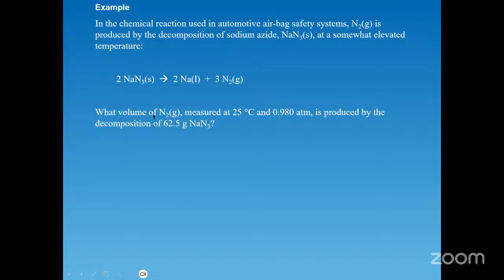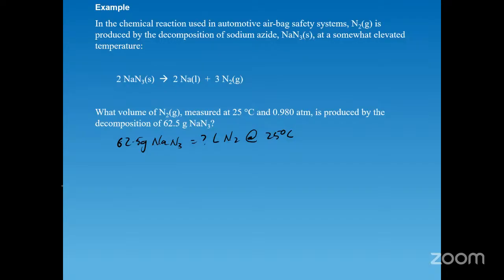So the question is asking, what volume of nitrogen measured at 25 degrees Celsius and 0.980 atmospheres is produced by the decomposition of 62.5 grams of sodium azide, right? So in this particular problem, you're given 62.5 grams of sodium azide, and basically you're asked to find out the volume, presumably in liters, of nitrogen at 25 degrees Celsius.